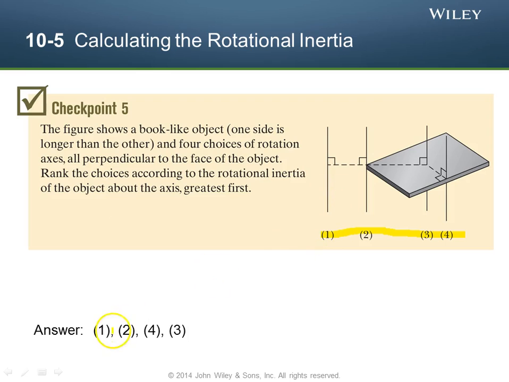So obviously 1 is going to be the greatest because that's the farthest away from the mass. Then 2 is going to be the next because it's only at the corner of the mass and we have the most mass away from it that we can. In 4, we have more mass distributed away from it because we're on the edge here. That would leave us with 3 being somewhere in the center, possibly the exact center, which would give us the least rotational inertia.